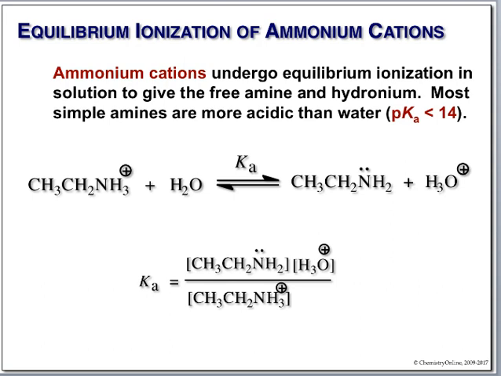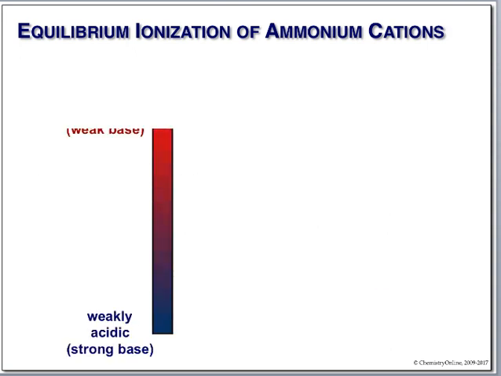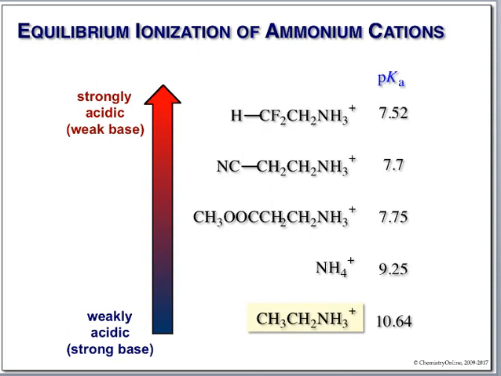For ethylamine, if we look at this equilibrium constant, it's very, very small. Equilibrium constant is about 10 to the minus 11, which means the pKa for this dissociation is about 10.4. That means that this is a very weak acid, and it's actually a fairly strong base. Weak acid, strong base. If we look at substituted amines, ammonia itself is about 9.25. We just looked at ethylammonium at 10.6.